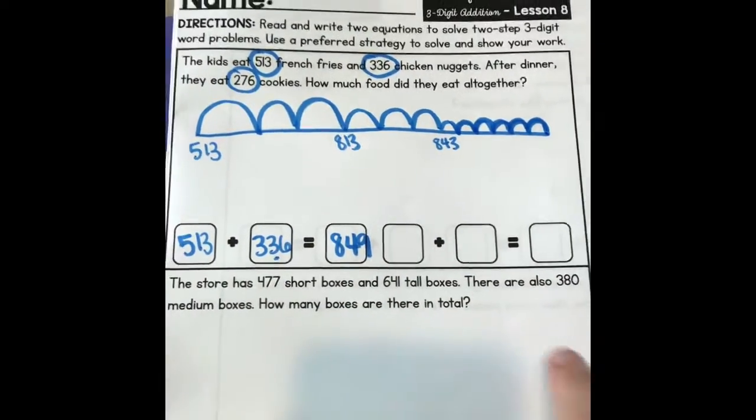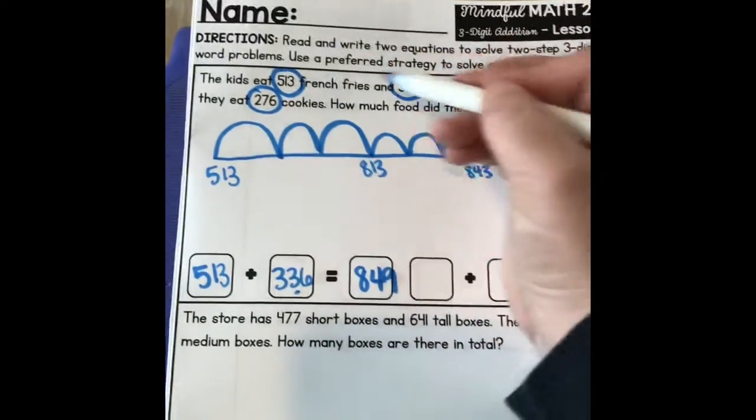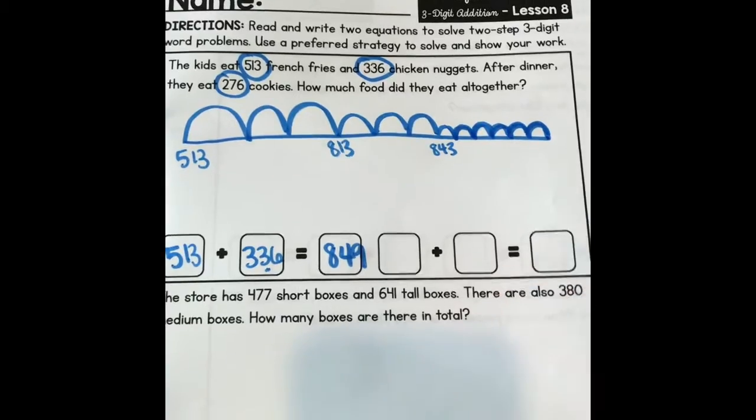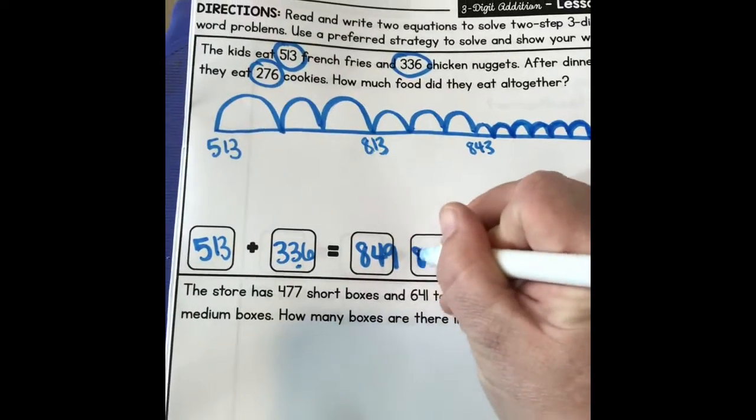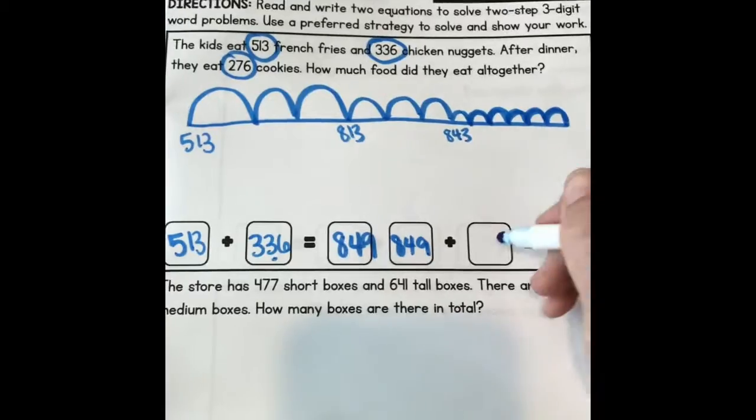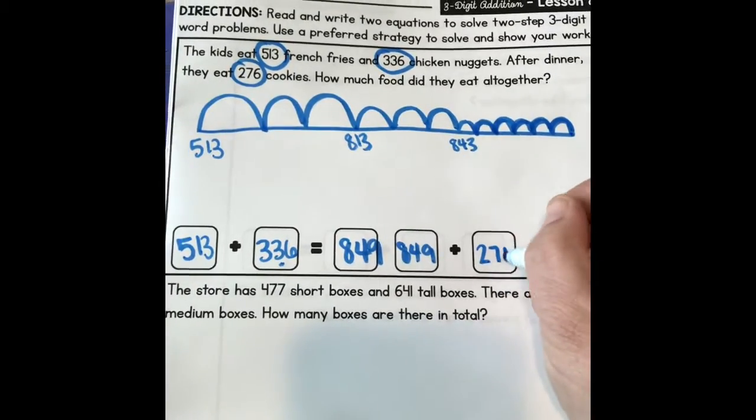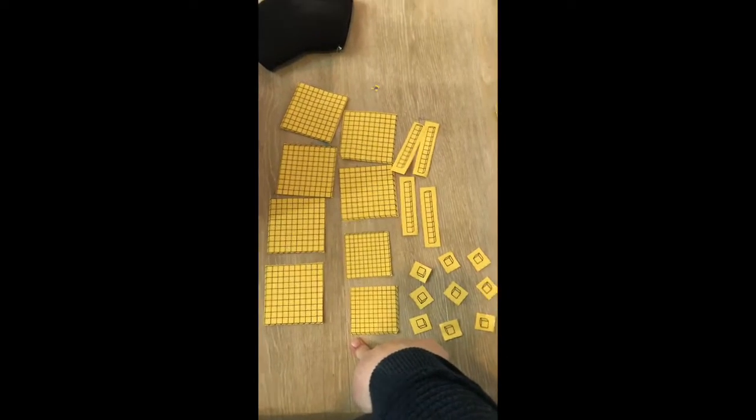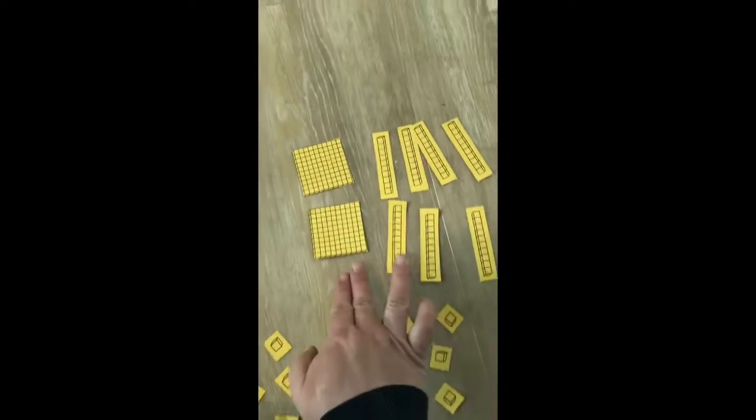So now I want to add this 849, the first 2 numbers I added together, that's the sum, with this 276 cookies. So 849 plus 276. So I'm now ready to add those 2 numbers together. So here is my 849. 800s, 4 tens, 9 ones. Here's my 276. So I'm going to combine these all together.